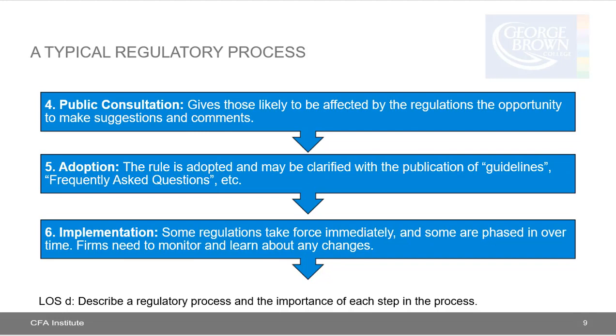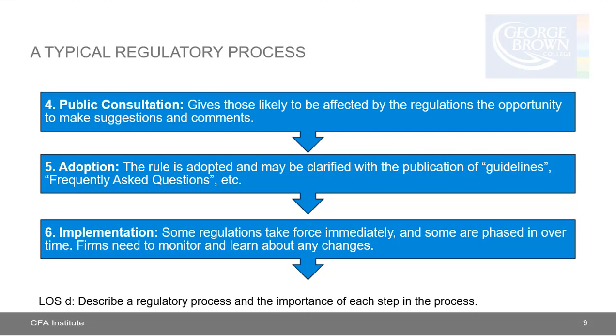Clicking on to step number 4, public consultation, gives those likely to be affected by the regulations the opportunity to make suggestions and comments. Step 5 is adoption. The rule is adopted and may be clarified with the publication of guidelines, frequently asked questions, etc. And we saw that from the practice problems. If clarification is needed, there are guidelines or statement papers, not necessarily new regulations.